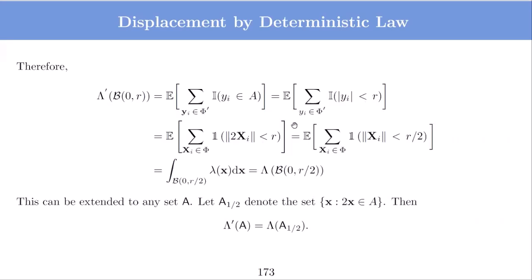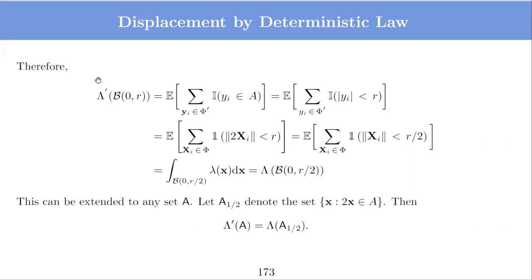For that, this will be the integration over R^d of this indicator over lambda x dx. Okay, and because you are integrating over this indicator, this will eventually be just the integration over this set, ball 0 of radius r by 2. So this, if you can compute, because of the definition of density, is nothing but the intensity measure of the ball of 0, r by 2.